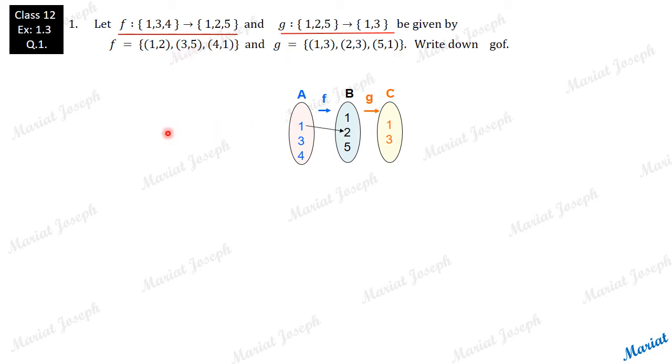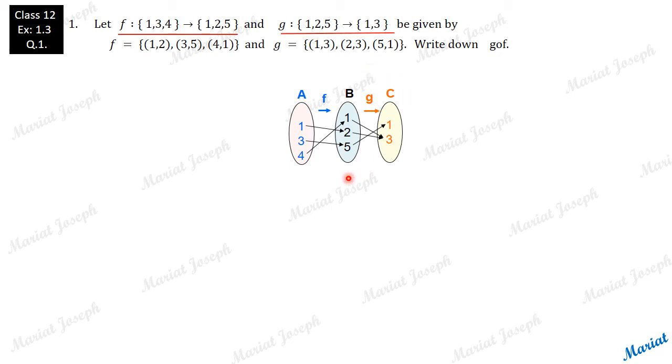Let's try to get their arrow diagram. 1, 2, 3, 5, 4, 1. This is the arrow diagram. And for G, 1, 3, 2, 3 and 5, 1. That is what is given to us.